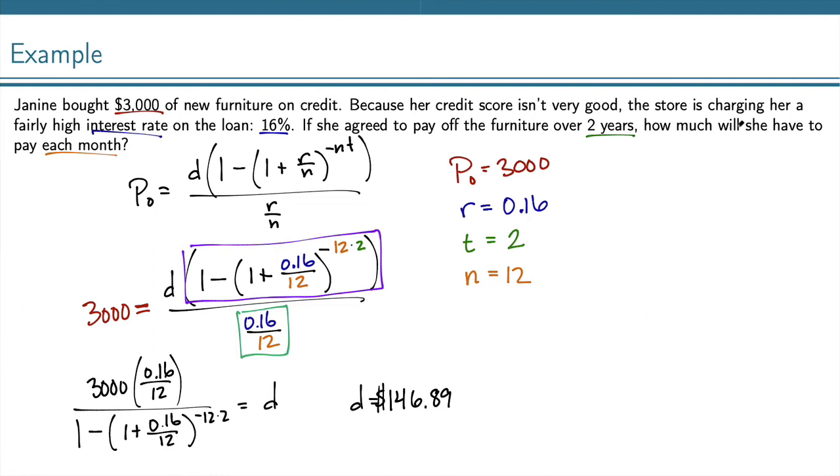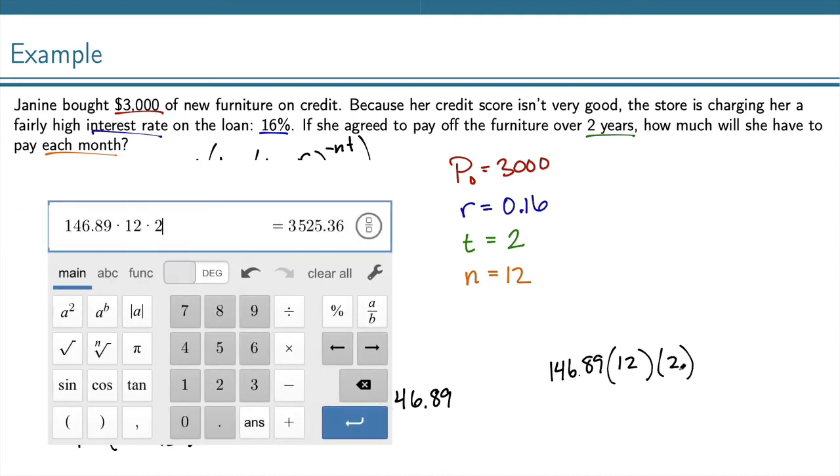Just for fun, we're not asked here, but just for fun, let's see the total amount that Janine pays. So this is her monthly payment, $146.89, and she takes that and she pays it 12 times per year. She does that for 2 years. And so if we, again, plug this into our calculator, we see that Janine ends up paying a total of $3,525.36.